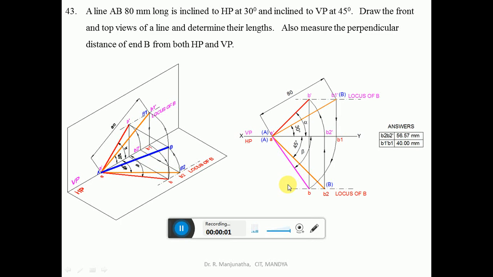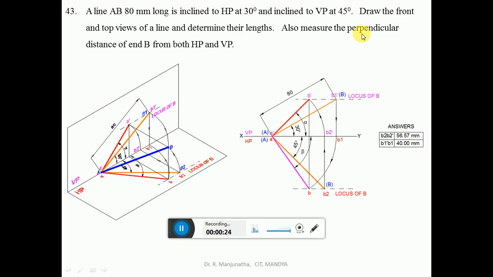A line AB, 80 mm long, is inclined to HP at 30 degrees and inclined to VP at 45 degrees. Draw the front and top views of the line and determine their lengths. Also, measure the perpendicular distance of A from both HP and VP.